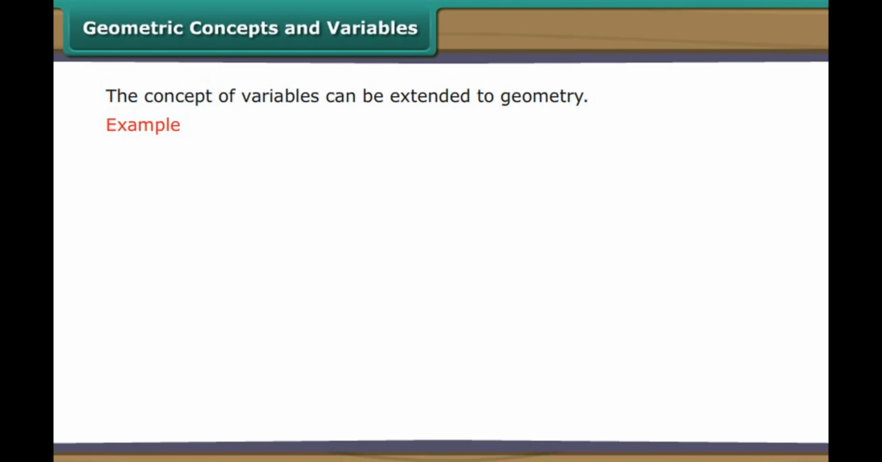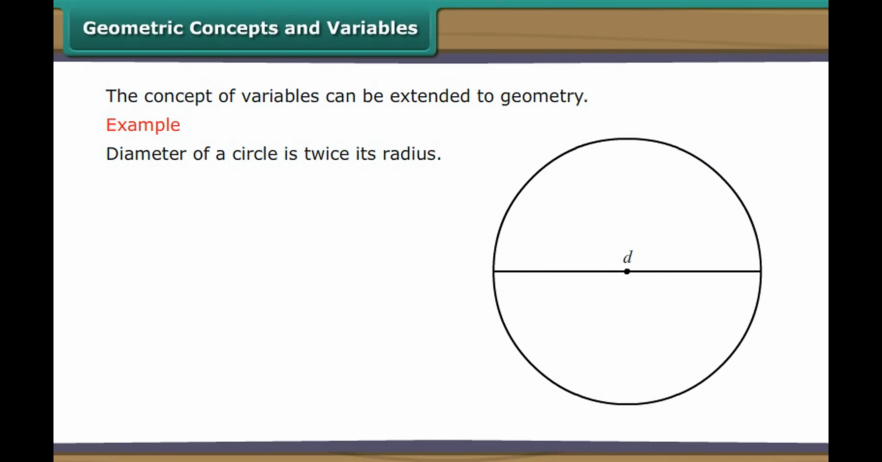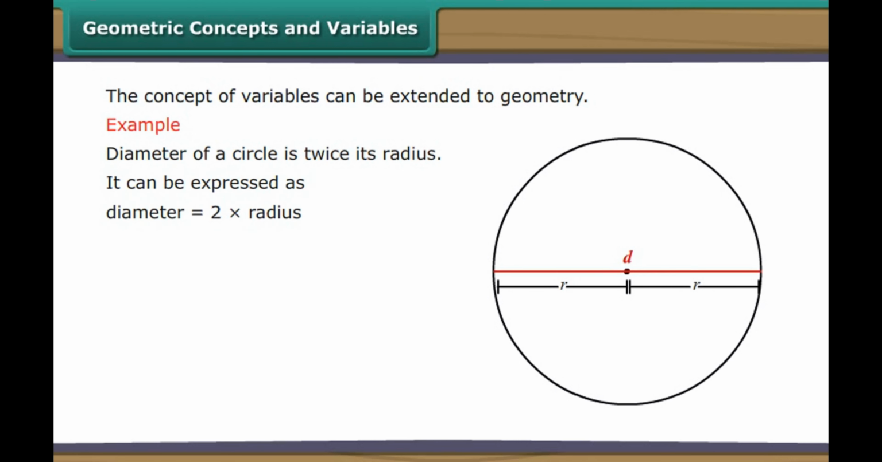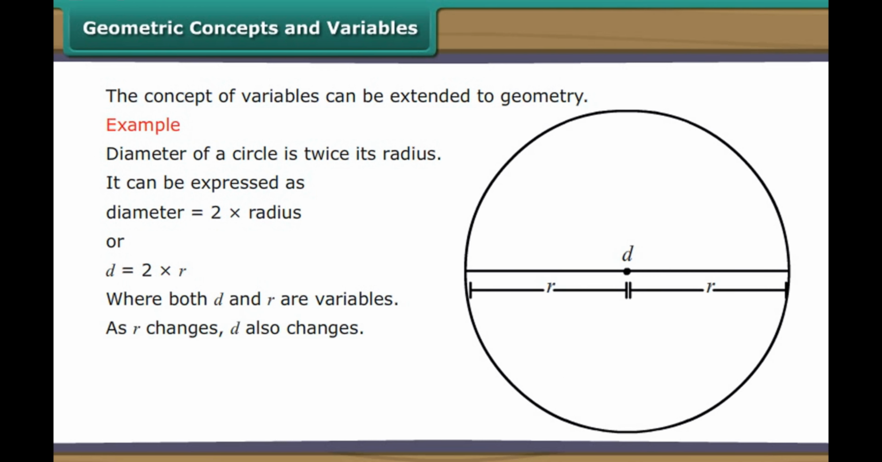Geometric concepts and variables. The concept of variables can be extended to geometry. For example, the diameter of a circle is twice its radius. It can be expressed as diameter is equal to 2 into radius, or d is equal to 2 into r, where both d and r are variables. As r changes, d also changes. Let us use variables to express perimeters and areas.